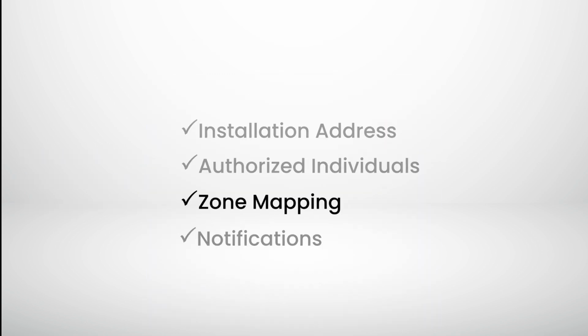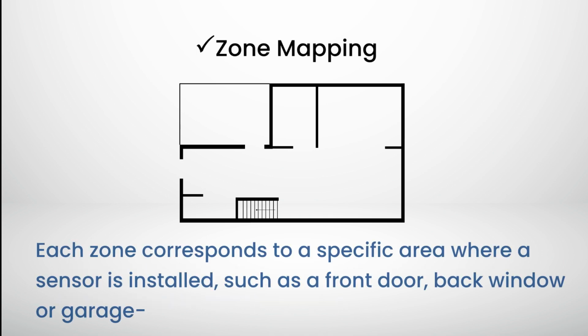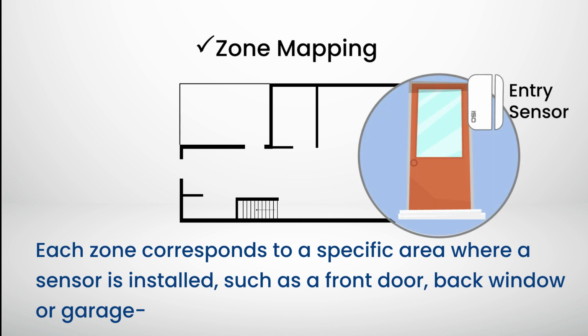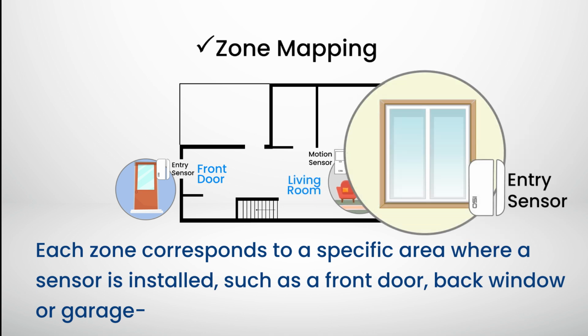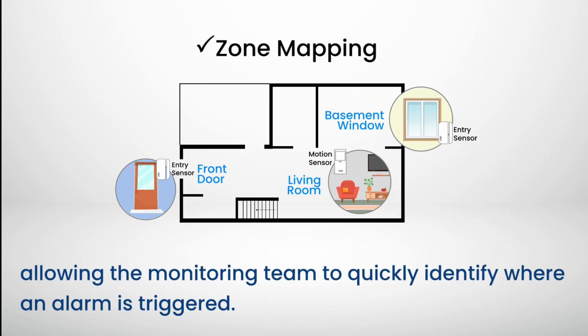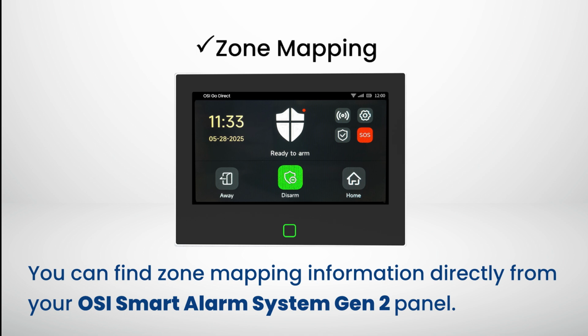Zone mapping. Zone mapping helps optimize your alarm system by creating a clear layout of your property. Each zone corresponds to a specific area where a sensor is installed, such as a front door, living room, or basement window, allowing the monitoring team to quickly identify where an alarm is triggered. You can find the zone mapping information directly from your OSI Smart Alarm System Gen 2 panel.